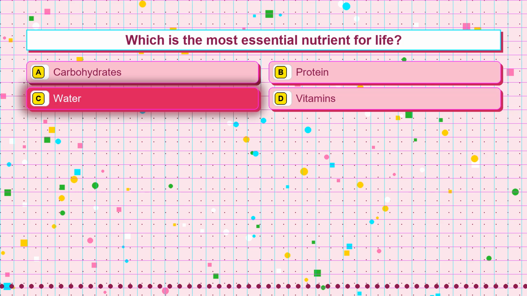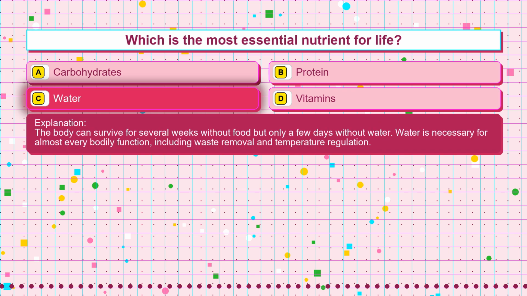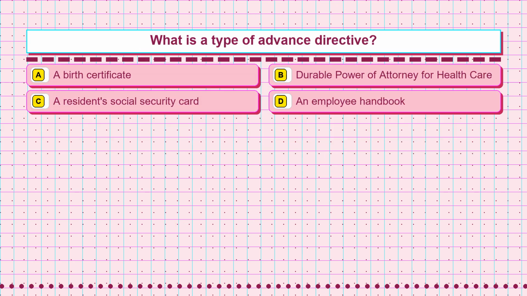The correct answer is option C. Water. The body can survive for several weeks without food but only a few days without water. Water is necessary for almost every bodily function, including waste removal and temperature regulation. Question 34. What is a type of advance directive?